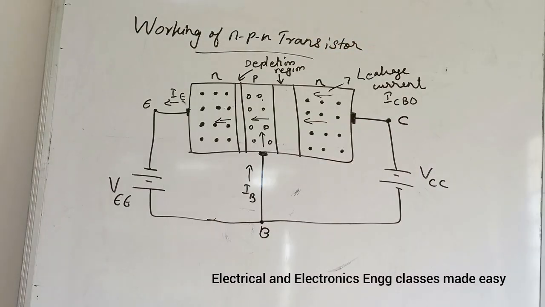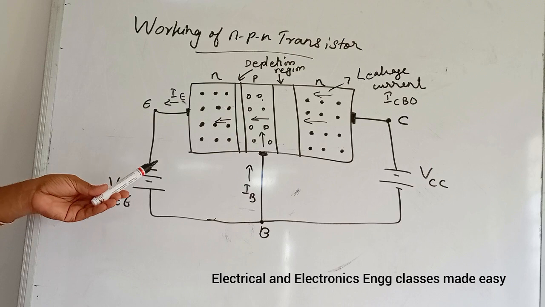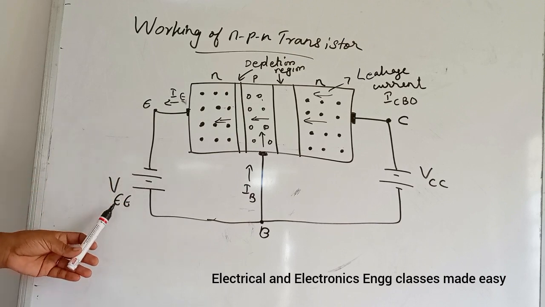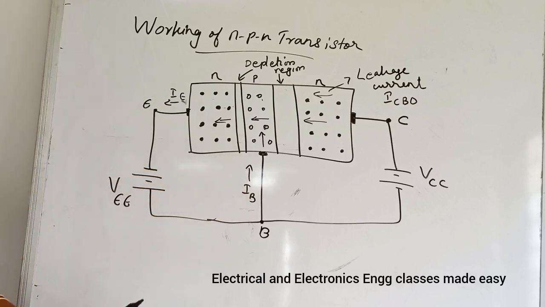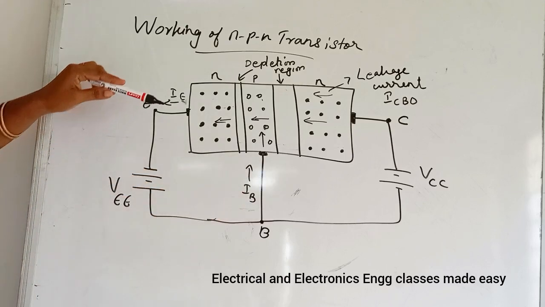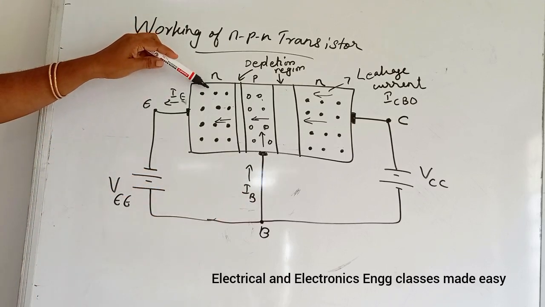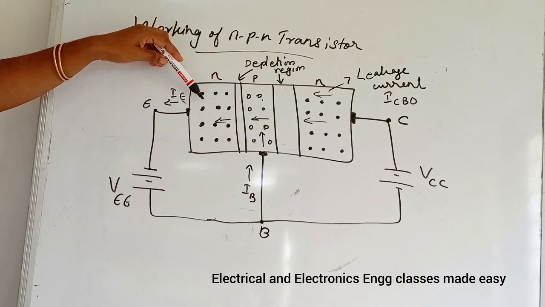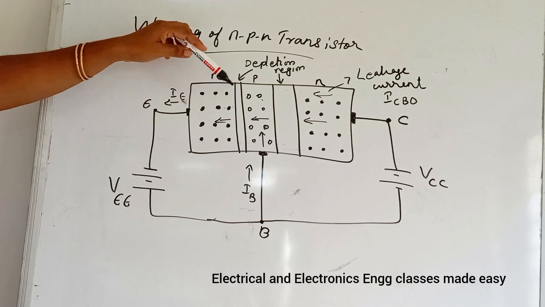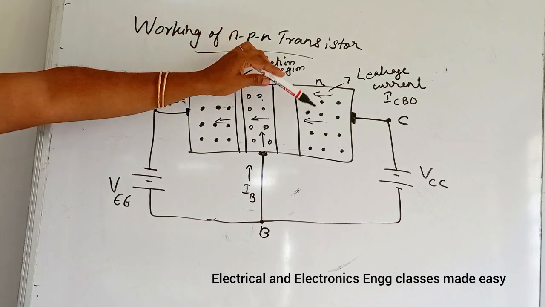Next is the working of NPN transistor. So here the emitter base region is forward biased and the collector base junction is reverse biased. So here this is N, P, N. So here the majority carriers are electrons, here holes and here electrons.